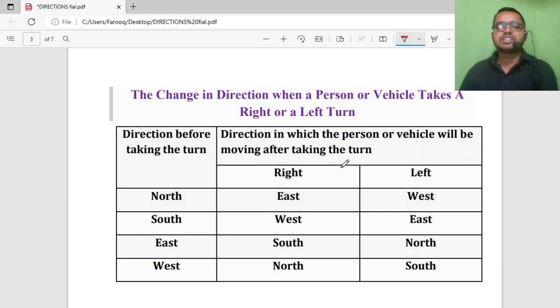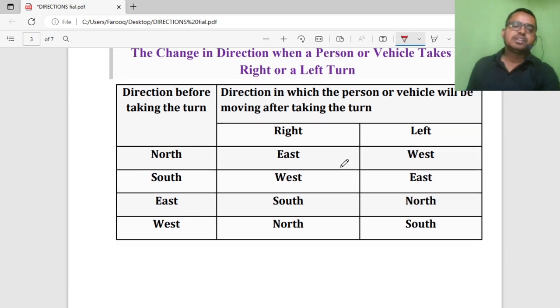Next, the change in direction when a person or a vehicle takes a right turn or a left turn. Look at the first column: direction before taking the turn. If before taking the turn the direction of a person or vehicle is north, then look at the direction in which the person or vehicle will be moving after taking the turn. From north, if he takes the right turn, he moves to the east direction. Left means west direction.